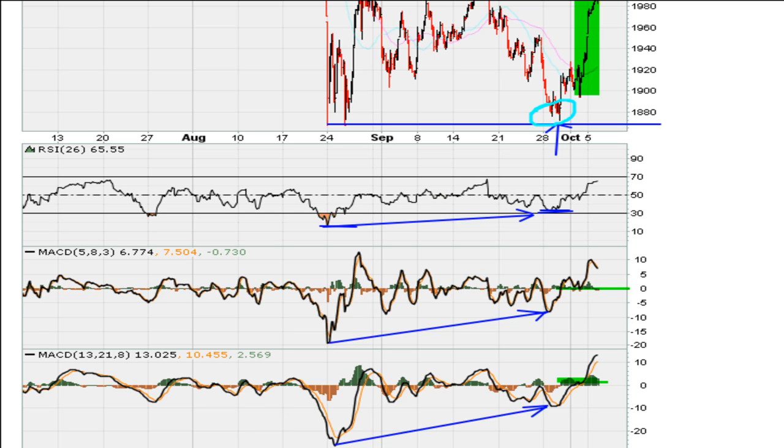Lesson here is, short term for your markets and for your instruments that you're trading, they need to show that they are above zero on their MACDs at the very least.